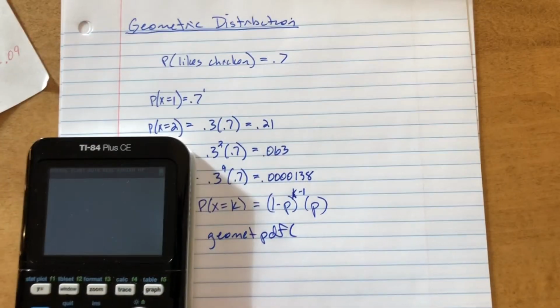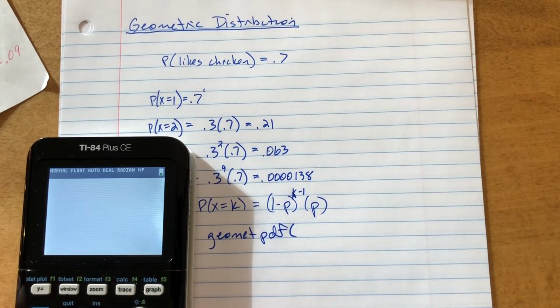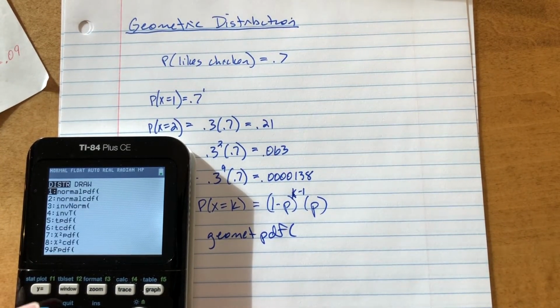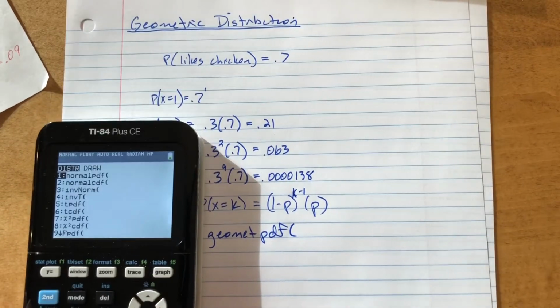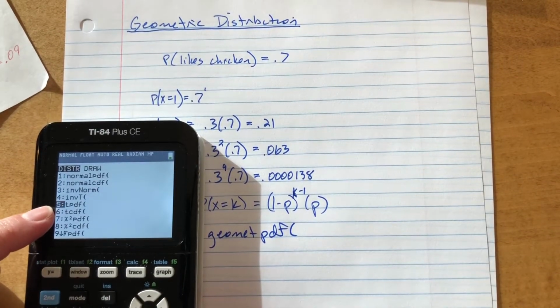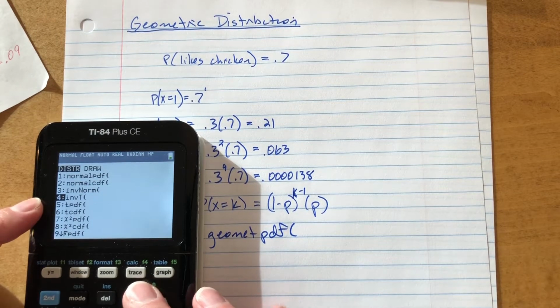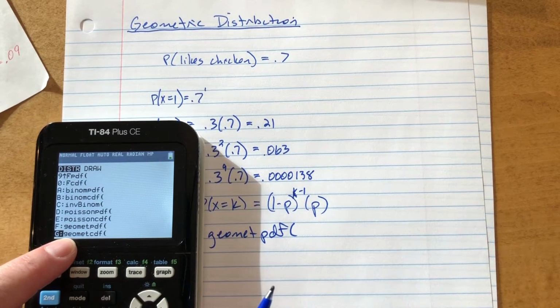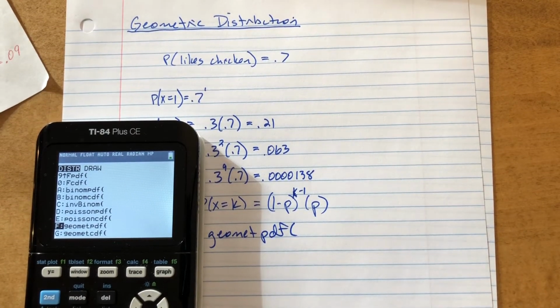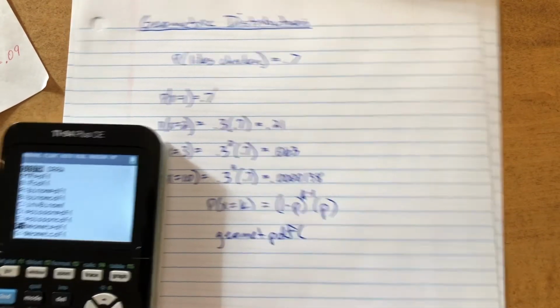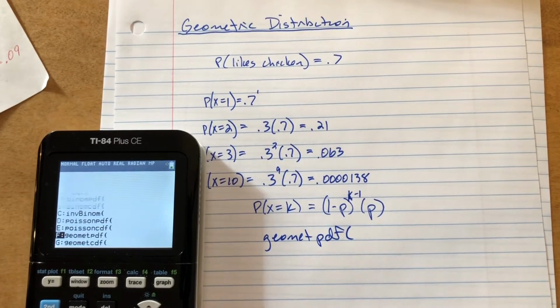Same place where normal CDF and binomial PDF and CDF are. Second vars, second distribute. Now you can scroll down, but it's so far down on the second page that I scroll up, and it's at the bottom of the second page. So if you scroll up, you get there faster. Darn it, the sun's causing a glare. All right, hopefully our glare is not too bad.